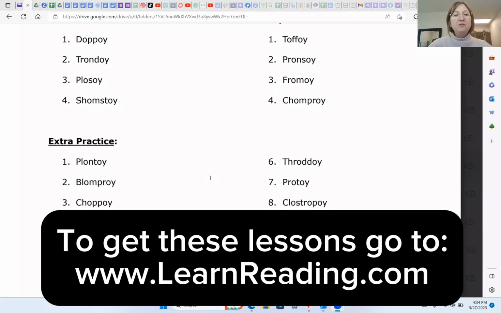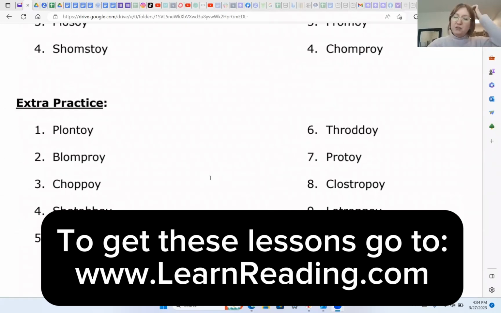So our extra practice for those who are here, I'll go over these 2 times. I'll say them 1 time, and then the second time, if you say it with me, make sure that you're looking at each letter as you say the sound. So number 1 is plantoid. Careful, there's not an R that comes in after that T. Plantoid.